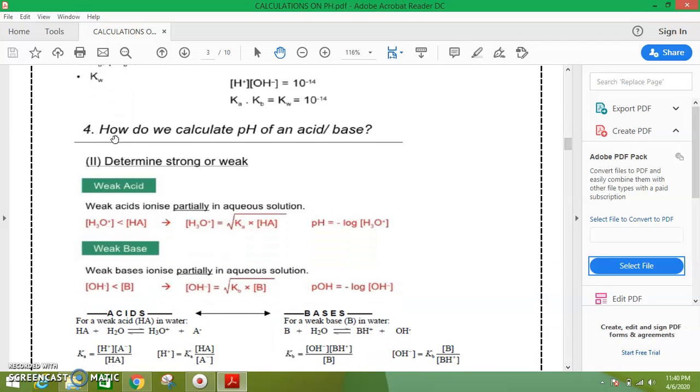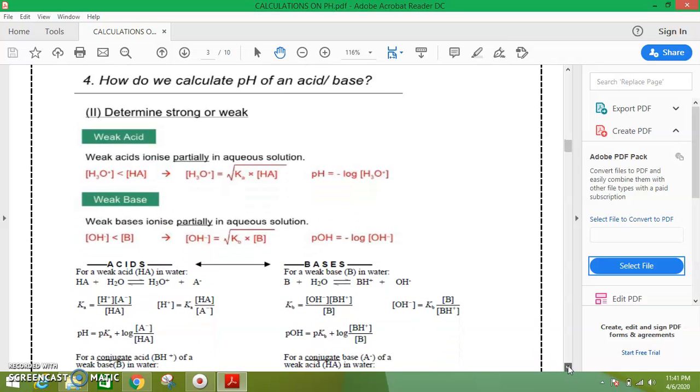Here also there is another part. How do we calculate pH of acid and base? Determine strong or weak. If strong acid, I already told you which rule you are going to use. If weak acid, then you can use this rule: concentration of hydrogen ion or hydronium ion is equal to square root of Ka times the concentration of acid. If the value of Ka and the concentration of acid are given to you, substitute the values here, you will get the hydrogen ion concentration, and then take negative log of hydrogen ion, you will get pH. Similar to this, you can find out for weak base, with the same rule for pOH.